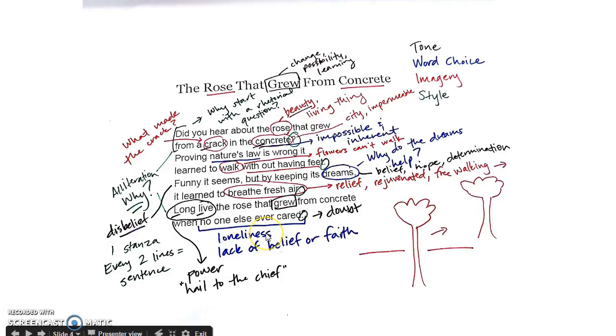No one else ever cared. Apparently no one believed in this plant. No one believed in this flower. It was really lonely. They had no faith. So again, we come back to the idea of belief and disbelief.